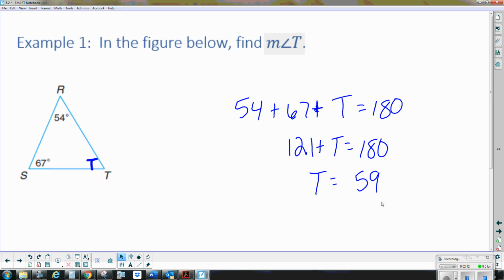And then I can solve for t by subtracting 121 from both sides. And I get t is equal to 59. Now the question is to find the measure of angle t, so I want to make sure that I write that out. The measure of angle t is 59 degrees, because we measure angles in degrees.